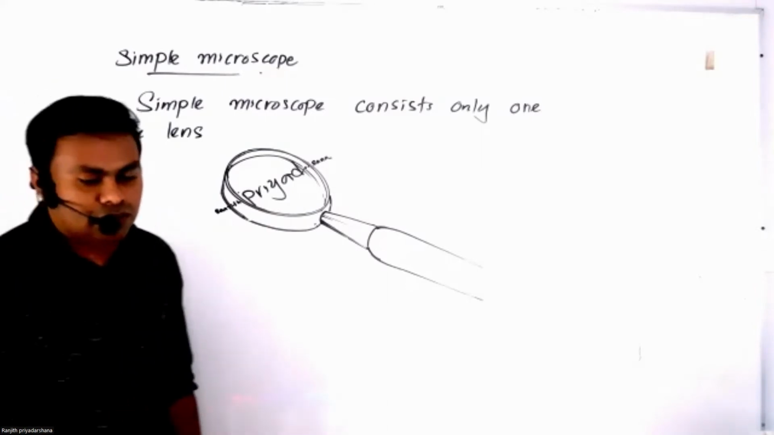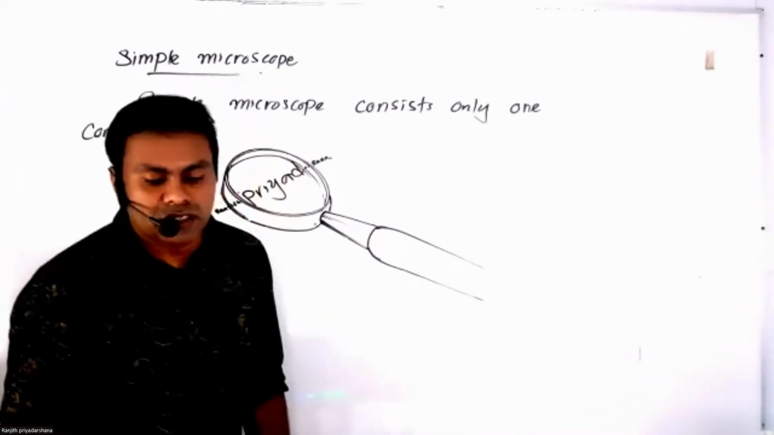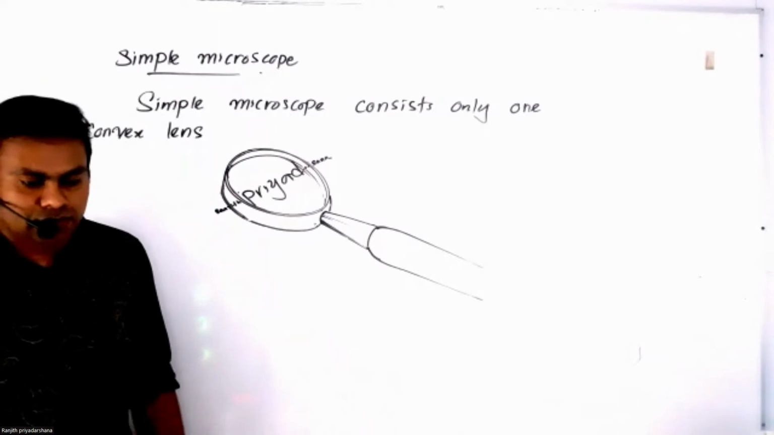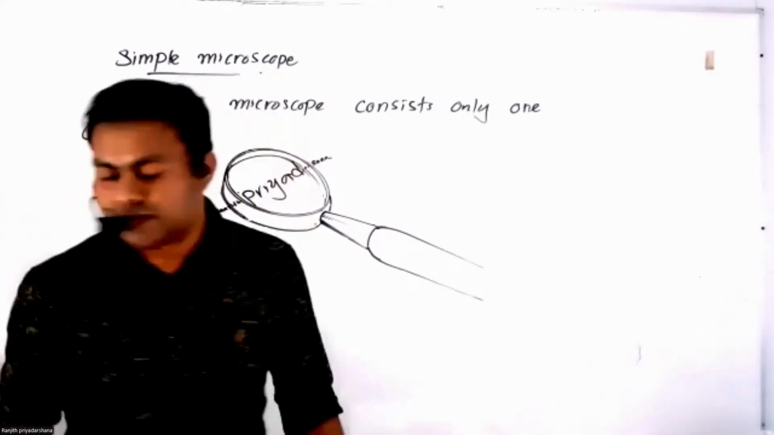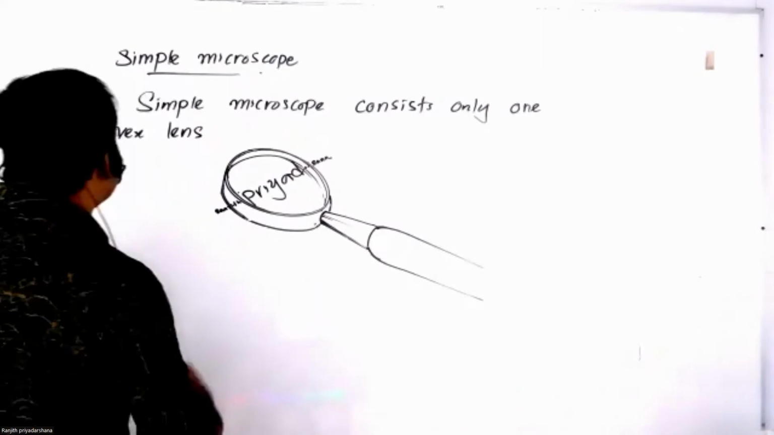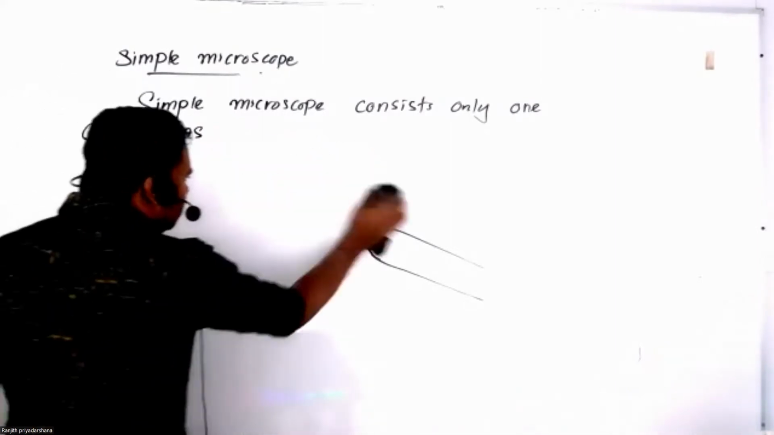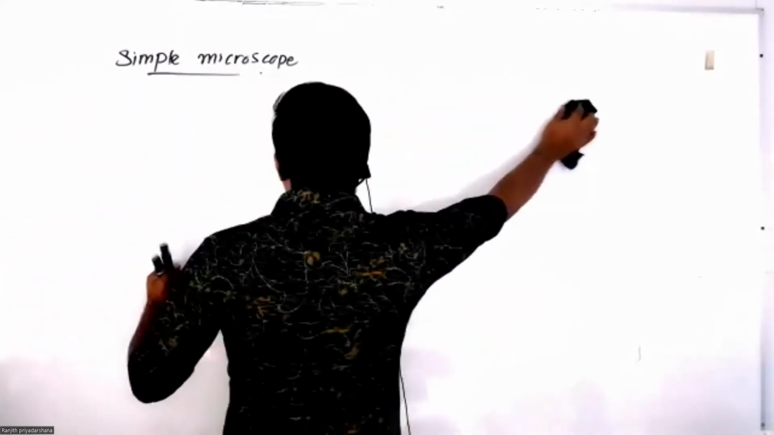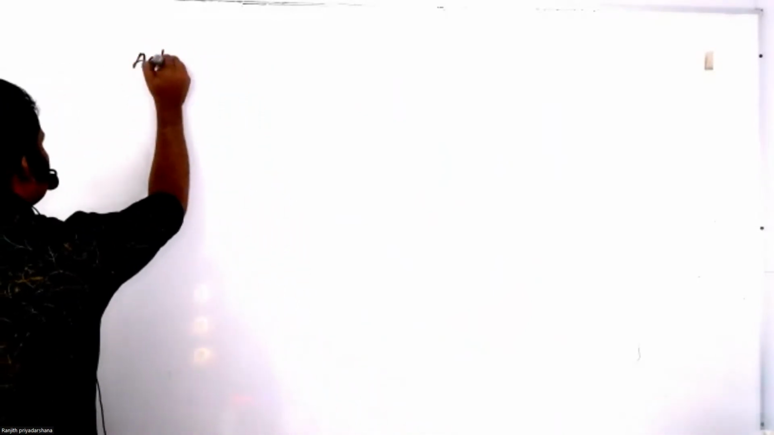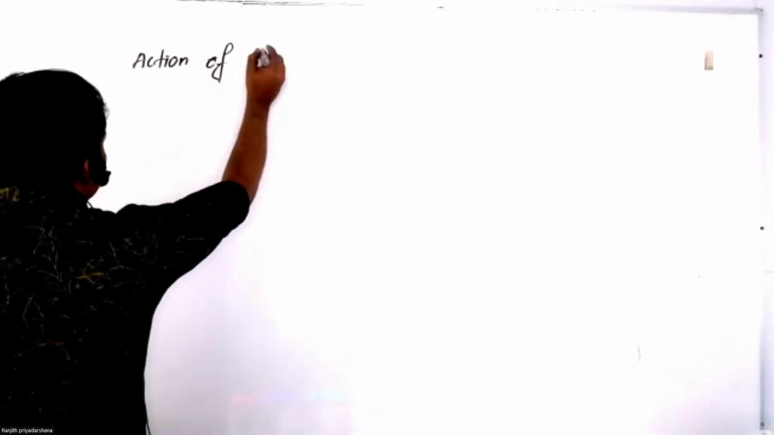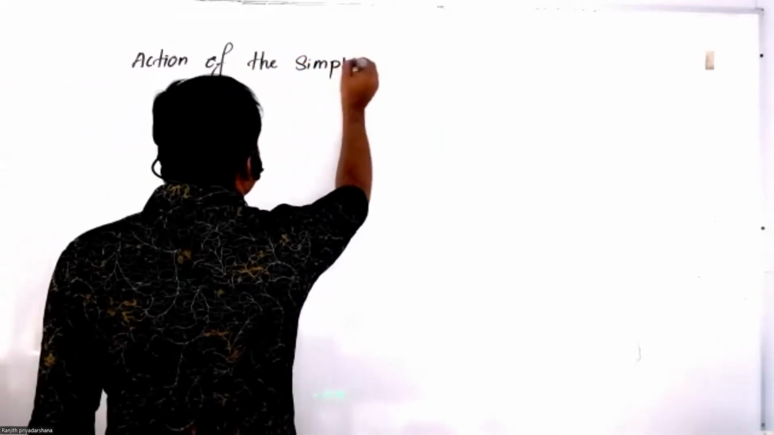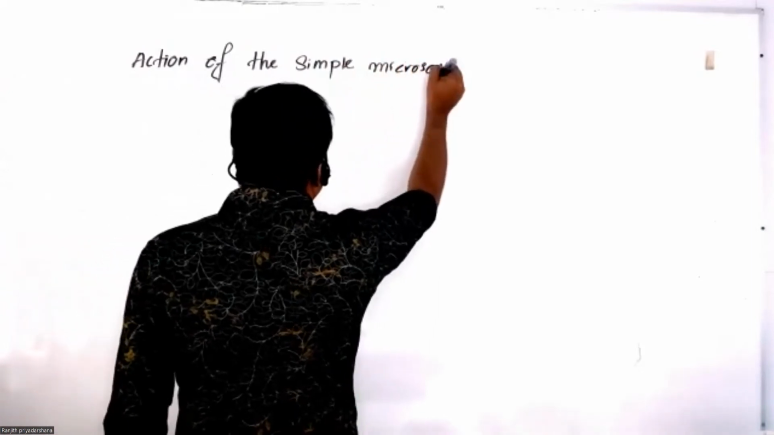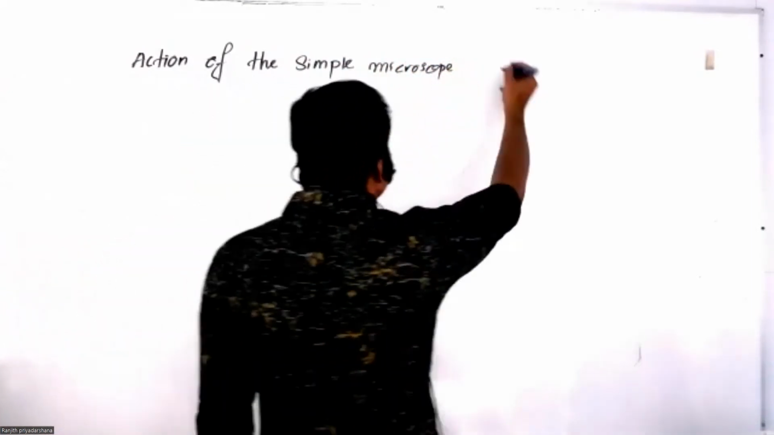No, no, sir. No. Right. Sir, finish drawing. Good. Now you can draw at home. Okay, so this is important. Action of the simple microscope, or we call it magnifying lens.